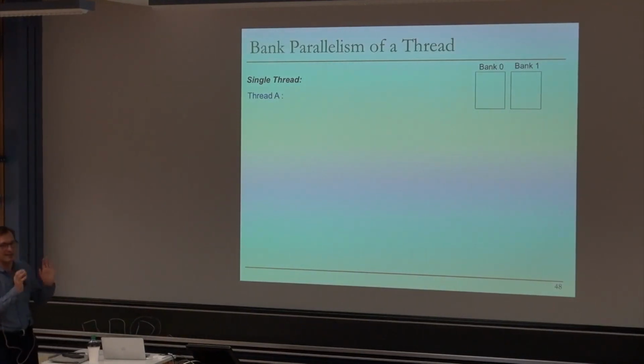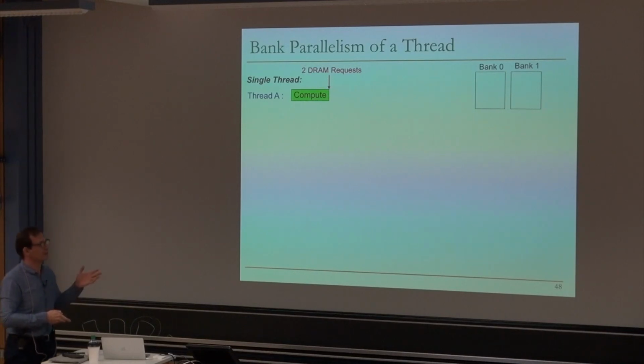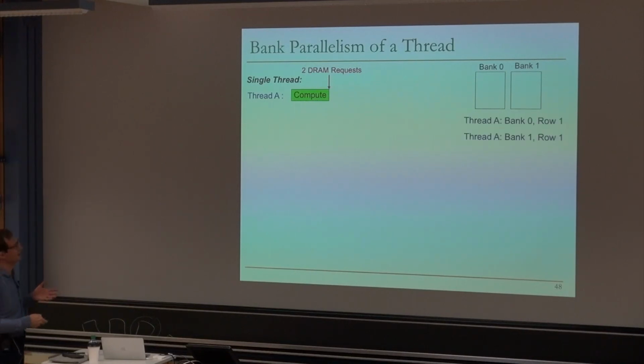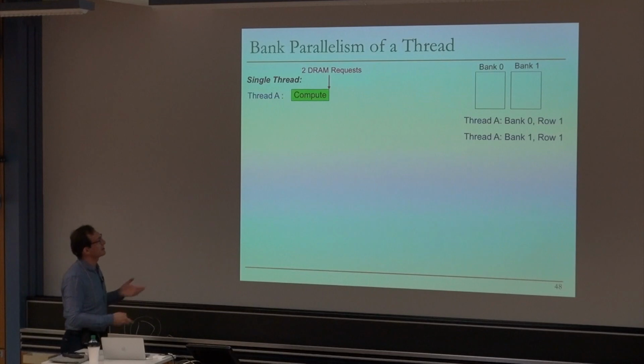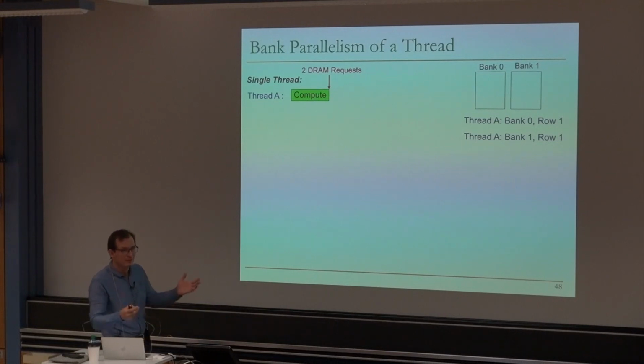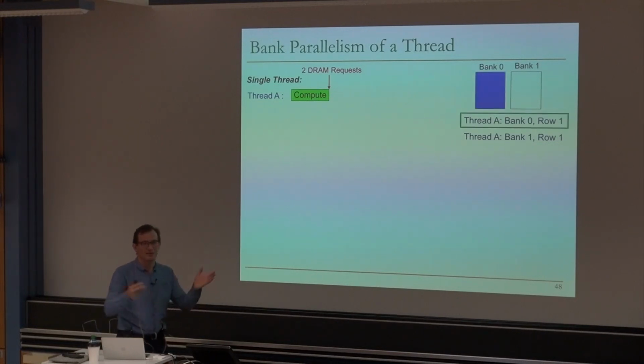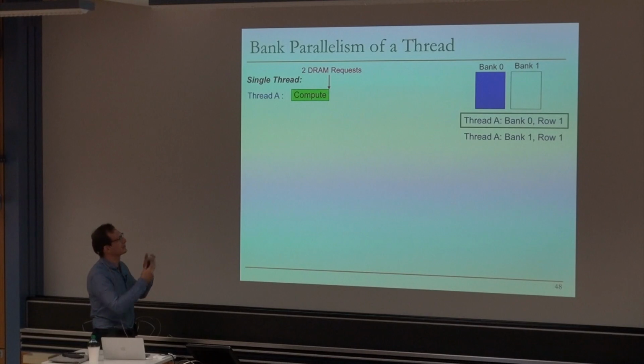This is a single thread executing alone. It generates two requests. Let's say a load to one bank and a load to another bank. And it needs to wait. It needs both of those requests' data to return to make progress. Let's say it's going to add the two results that it gets from memory.